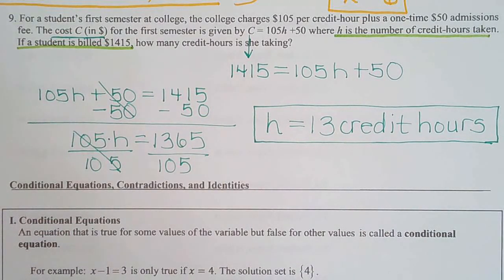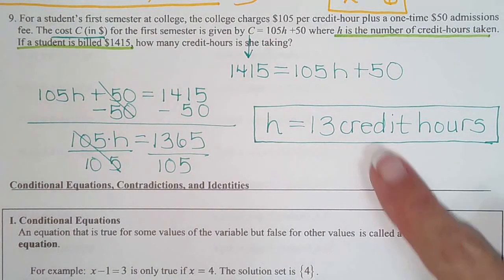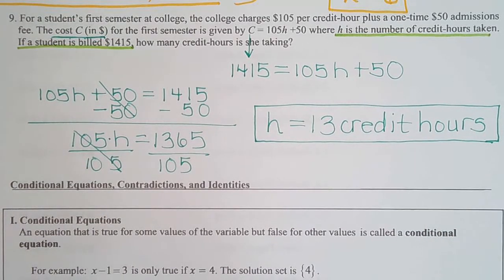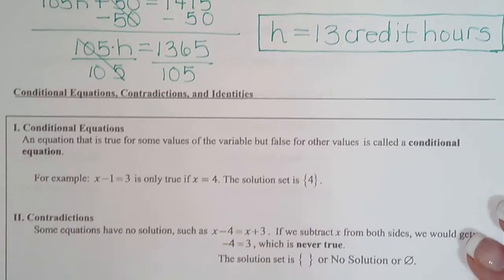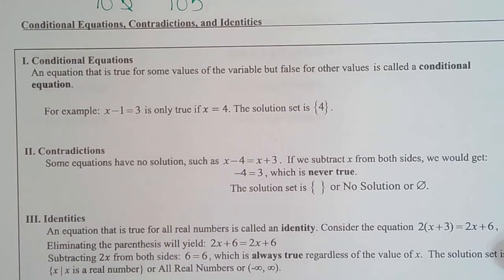Okay, and sometimes, like if it was a paper pencil test, they would also make you write a sentence about it. If a student's bill is $1,415, comma, they are taking 13 credit hours. Something to that effect. Okay, now we're going to study the special cases.